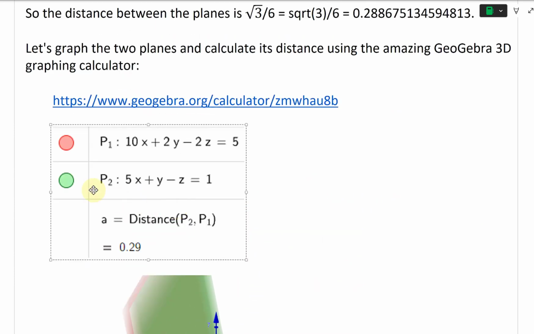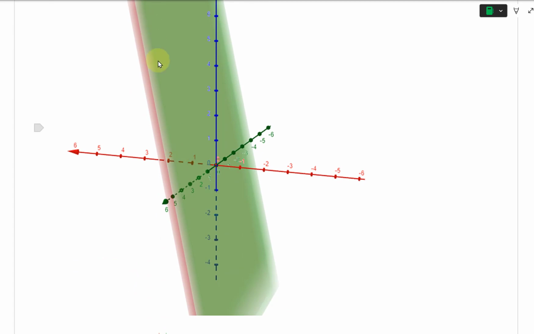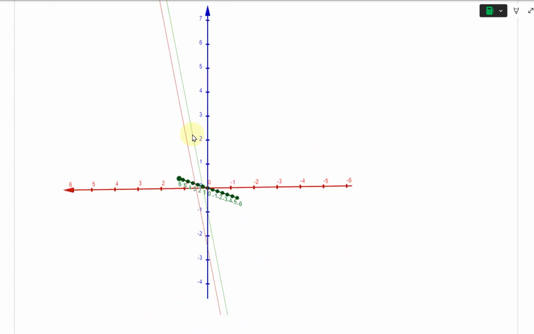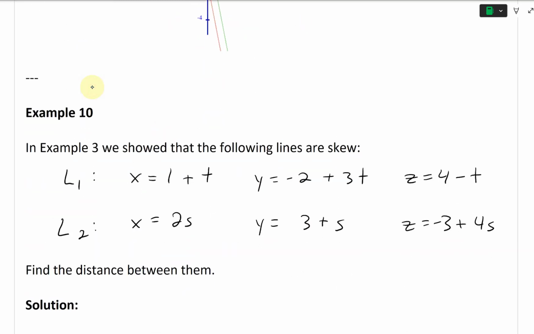And there are the two planes. Plane 1 is red, plane 2 is green. So notice they're parallel, and if you turn it around, you can see that they are indeed parallel, and the distance from here to here is 0.29. Absolutely amazing stuff. Alright, now let's continue further and look at example 10.